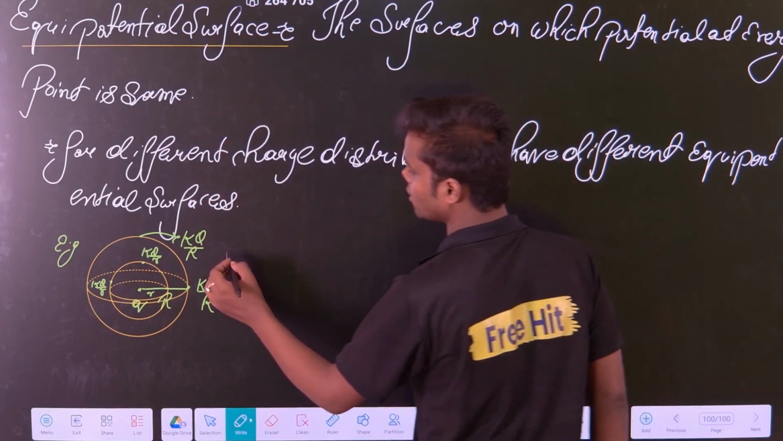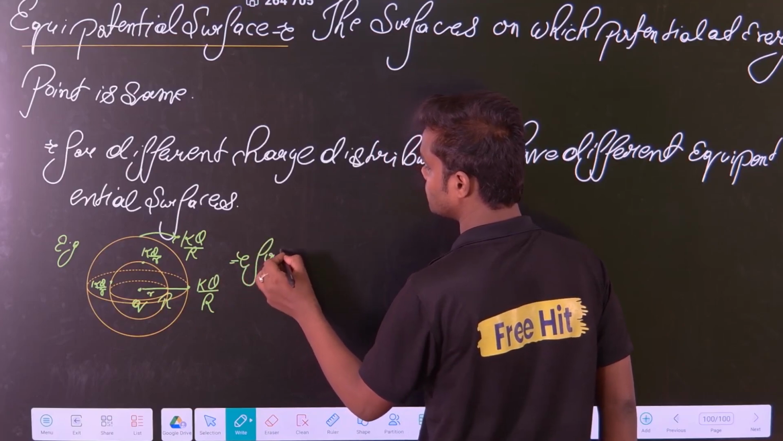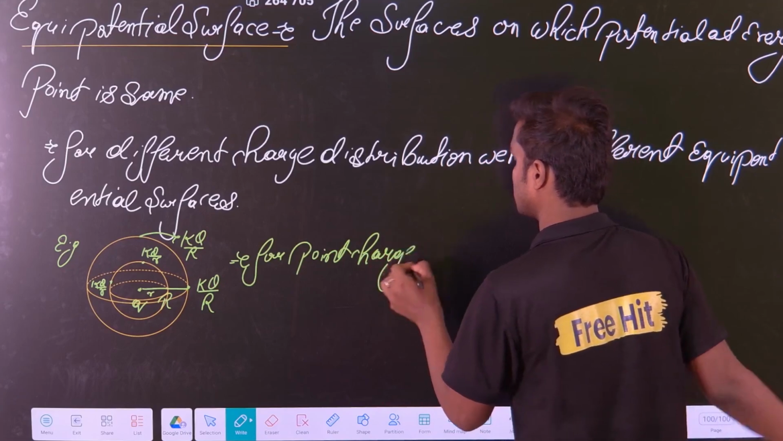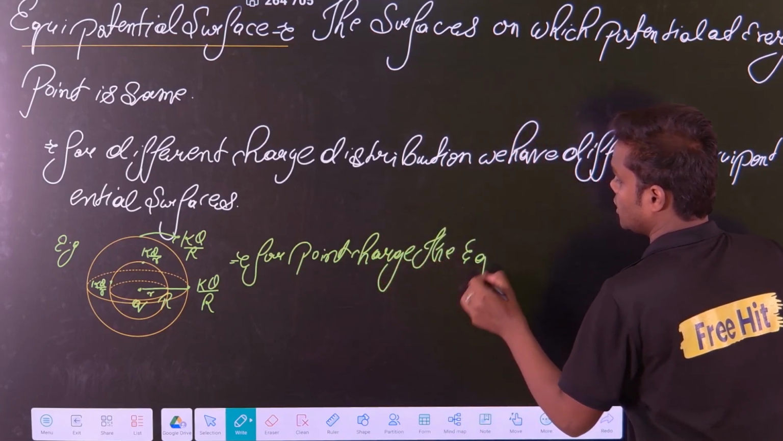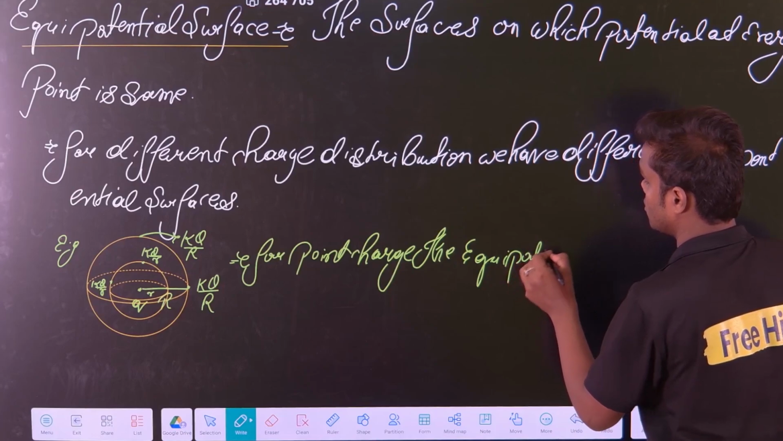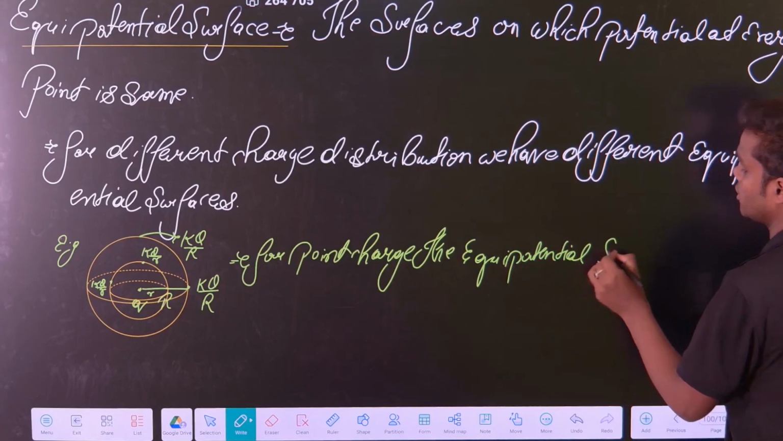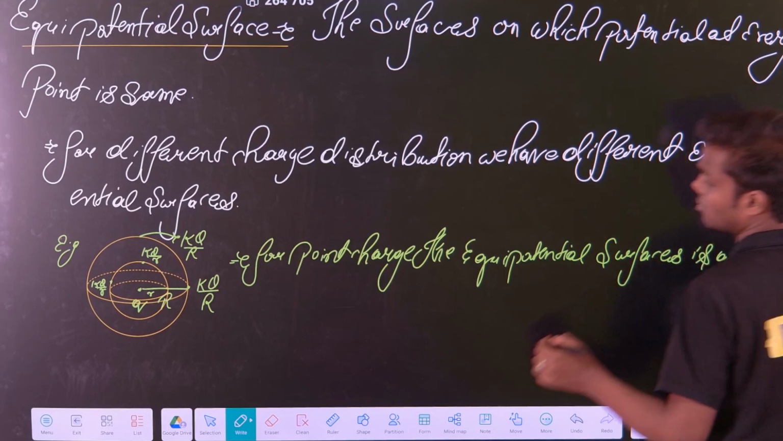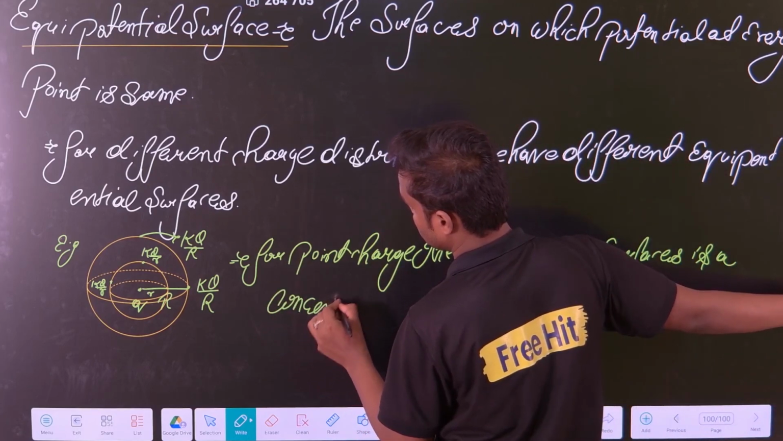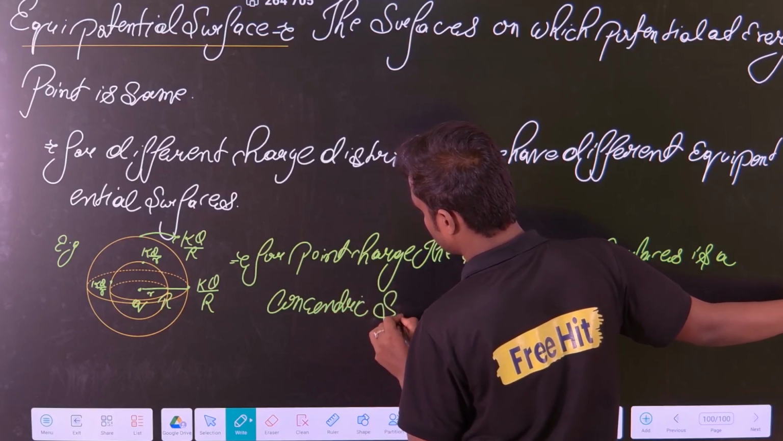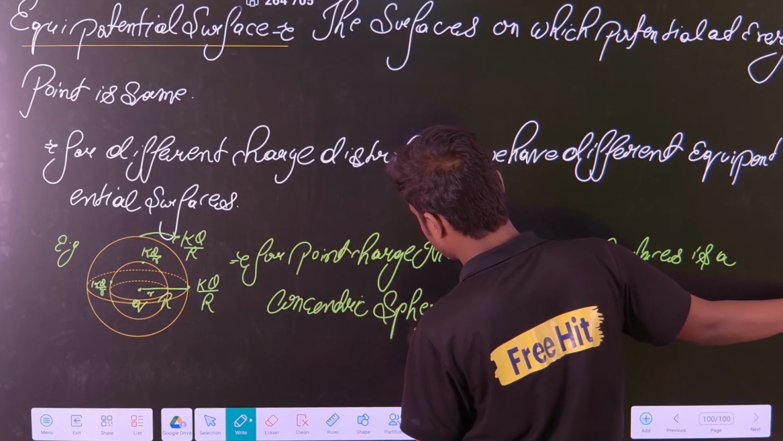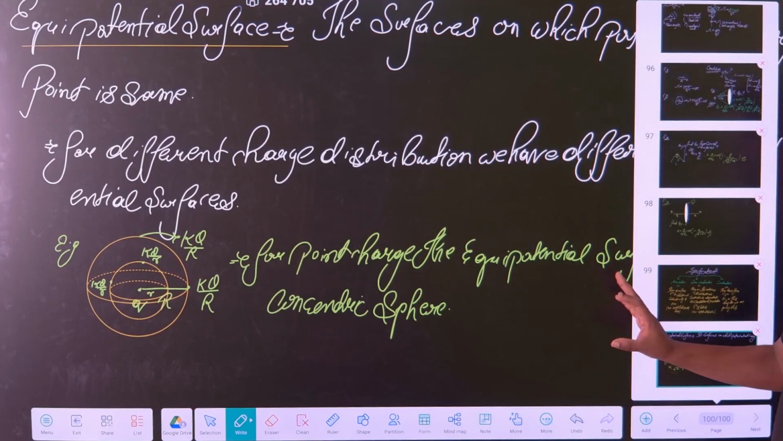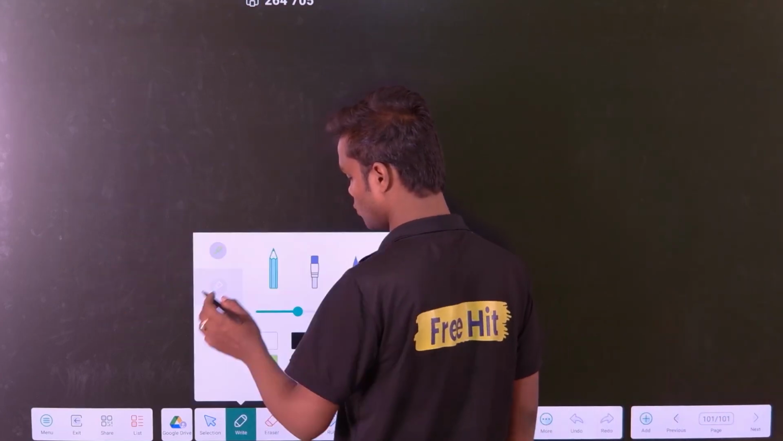So for a point charge, the equipotential surface is concentric spheres. Correct? It is concentric spheres. Simple. Clear? Okay. Let's move to some more examples.